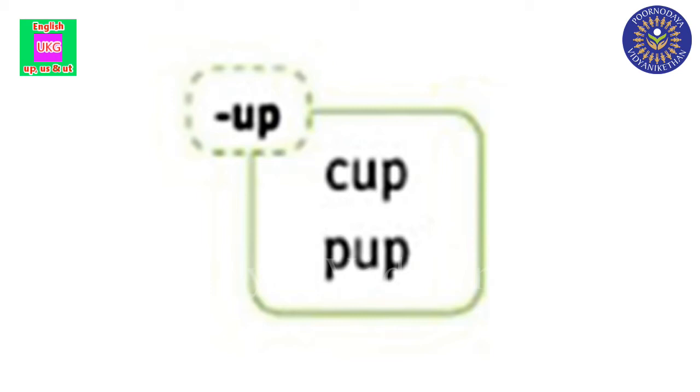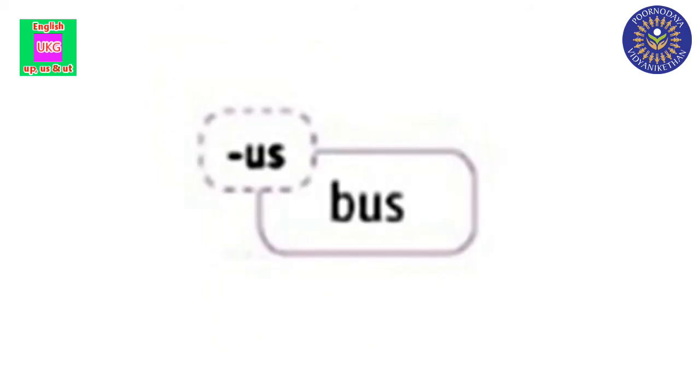UP. Up words. C U P. Cup. Repeat it. C U P. Cup. What is the spelling? C U P. What is the sound here? Up sound. See the next one. P U P. Pup. Repeat it. P U P. Pup. What is the sound here? Up sound. Now see the second box.